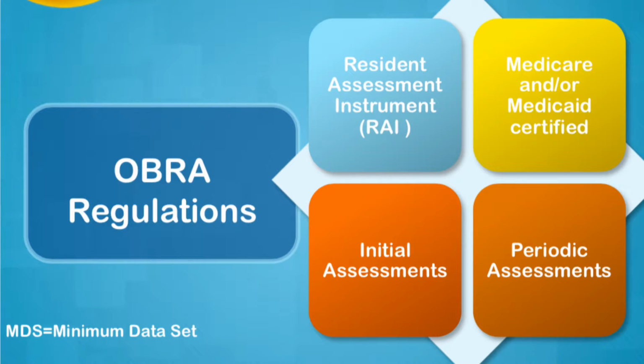The OBRA regulations require nursing homes that are Medicare and Medicaid certified to conduct initial and periodic assessments for all of their residents. The Resident Assessment Instrument, or RAI process, is the basis for accurate assessments of each nursing home resident. The MDS, or Minimum Data Set, is part of that assessment process and is required by the Centers for Medicare and Medicaid Services. How often MDSs are filled out may vary per individual, so don't worry about figuring out dates or the timetables because there is an MDS nurse who is responsible for telling the team the exact dates.